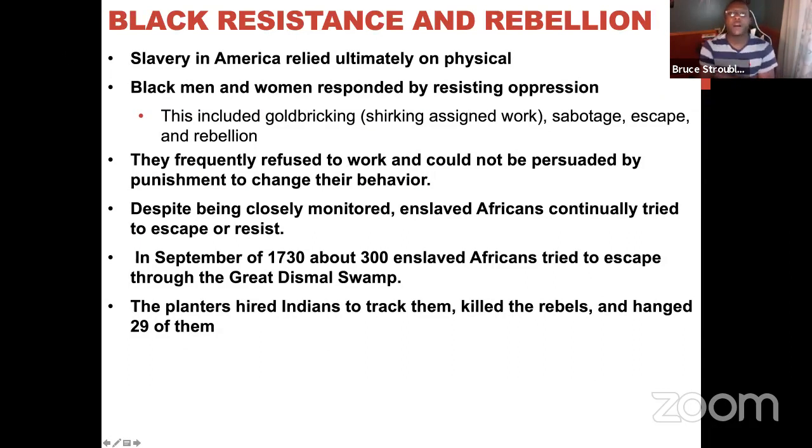So slavery in America relied ultimately on physical punishment, or physical control. Black men and women often responded by resisting this physical oppression. This included things like goldbricking, which was this way of shrinking your assigned work. You could sabotage, escape, or you could have an outright rebellion. So we know stories of people trying to escape. Sabotage is where you would just say, I don't know how this happened. The entire barn caught on fire.